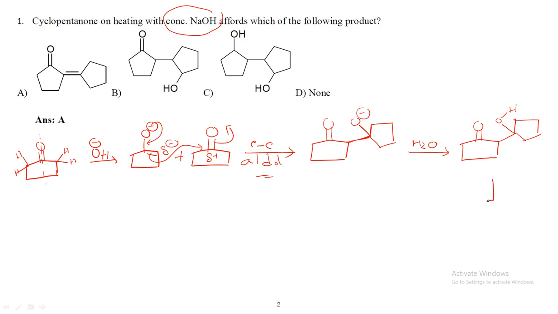So this is formed. From here NaOH is there, so OH minus can take one more proton over here. As you can see, it is under heating conditions, so that's why the further step is happening: the condensation reaction. For this we always need heat. This is an acidic proton, which can be abstracted easily.